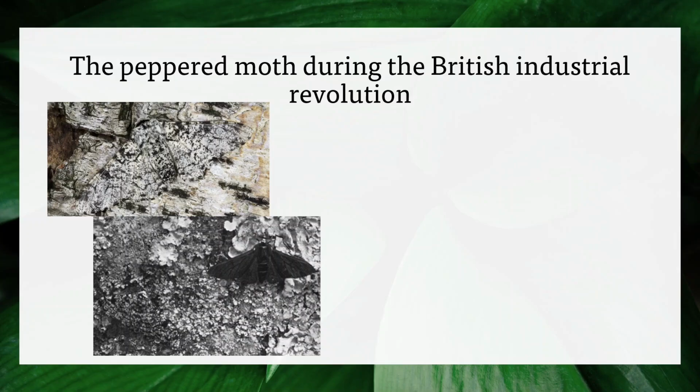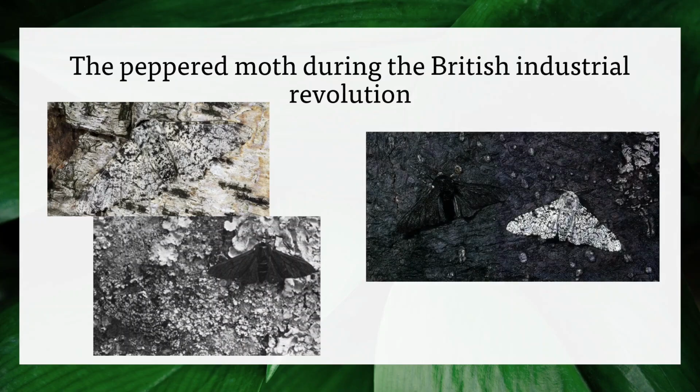Now, what happened during the Industrial Revolution is that there was a lot of soot in the air, and that caused the bark of the trees to get darker. And now you can see which one had a better time camouflaging. That would be the darker version. So what happened over time is that the darker version had a better time camouflaging, which made them more likely to survive and reproduce because they were able to hide from their predators. And so over time, you would have more and more of the darker peppered moth.